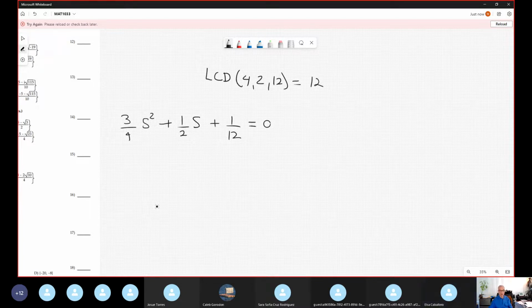Perfect. Now multiply by 12. This action allows me to clear the fractions. And it's as easy as that. Look at that. I prefer divide and multiply, because when you divide, you get the small number. 12 divided by 4 is 3. 3 times 3, 9, s squared. Plus 12 divided by 2 is 6. 6 times 1 is 6. Plus 12 divided by 12 is 1. 1 times 1 is 1. Bam! This is my new equation.